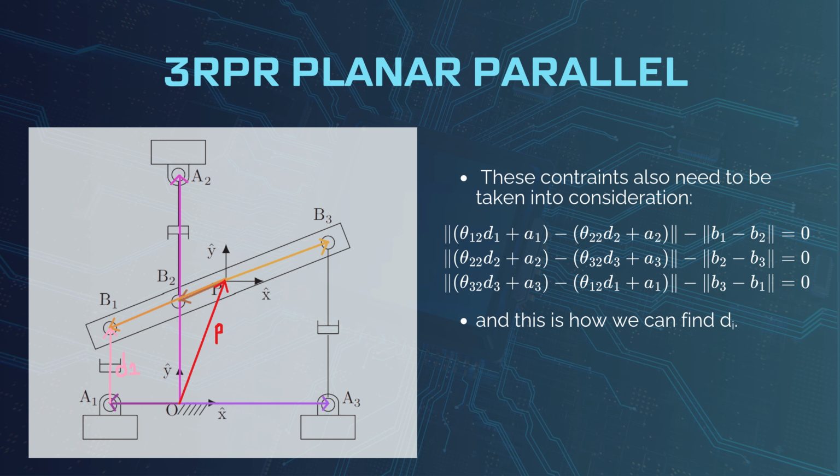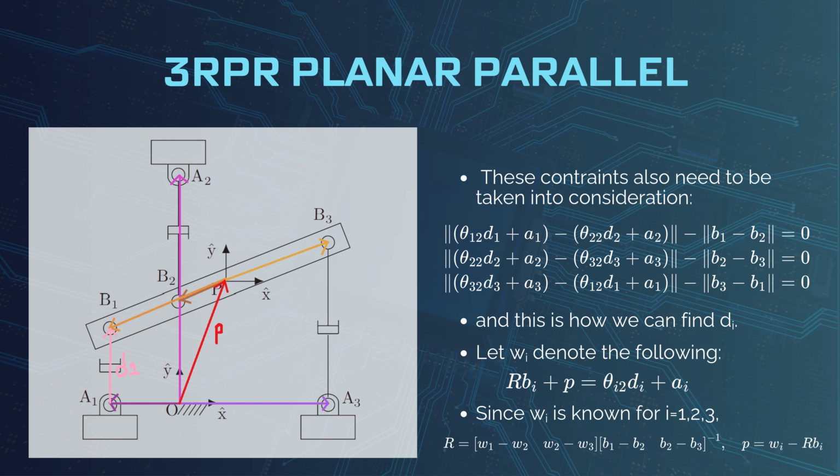Here we also need to take these 3 defined constraints into consideration, and this is how we're going to find di. Now we'll let a variable wi denote R bi plus p, which equals theta i2 di plus ai. Since wi is known for all 3, we can write R as the product of this matrix containing w and the inverse of the matrix containing b, where p is wi minus R bi.